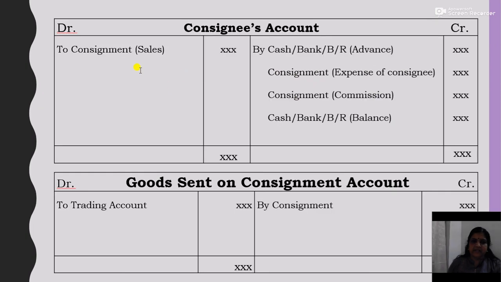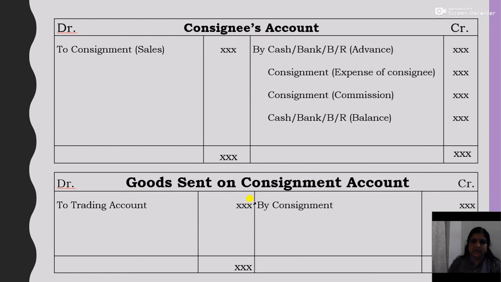Then the second account is consignee's account. The consignee's account will be debited with the amount of sales, that is to consignment. Then it will be credited with by cash, bank or bills receivable, that is advance. Then by consignment, that is expenses of consignee. By consignment, that is commission due to the consignee. Then cash, bank or bills receivable, that is the amount of final settlement or the balancing figure. So this is consignee's account.